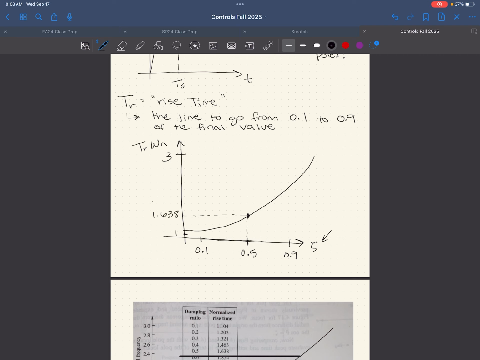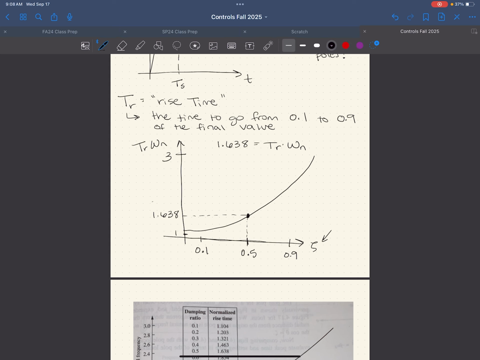So that means that 1.638 is equal to TR times omega n. So if I want my rise time, I then need to divide that number by omega n. If my natural frequency was maybe 10 radians per second, I would get that my rise time is 0.1638 seconds. Okay?